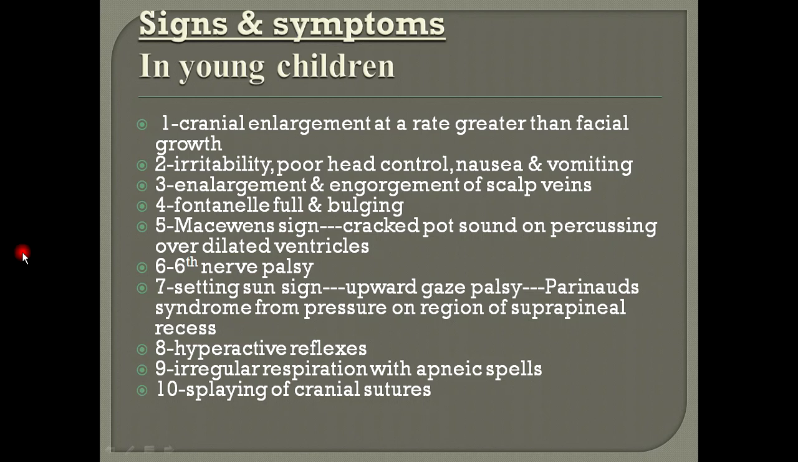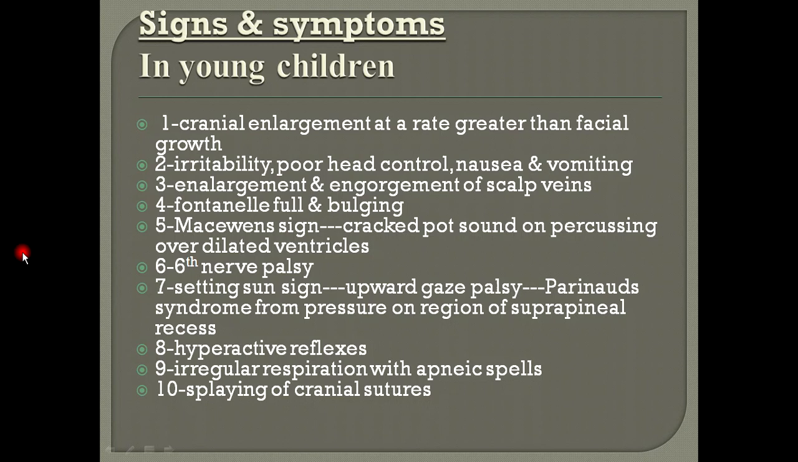First, we have cranial enlargement at a rate greater than facial growth. We have irritability, poor head control, nausea and vomiting, which are signs of raised intracranial pressure. Enlargement and engorgement of scalp veins. The fontanelles are full and bulging. Of course, you should examine the fontanelle while the child is in sitting position and it's not crying, it's calm.